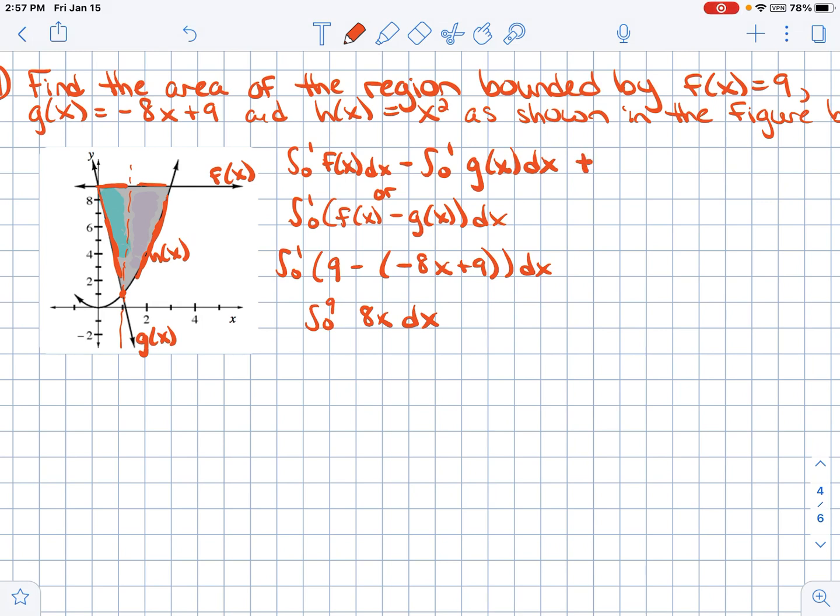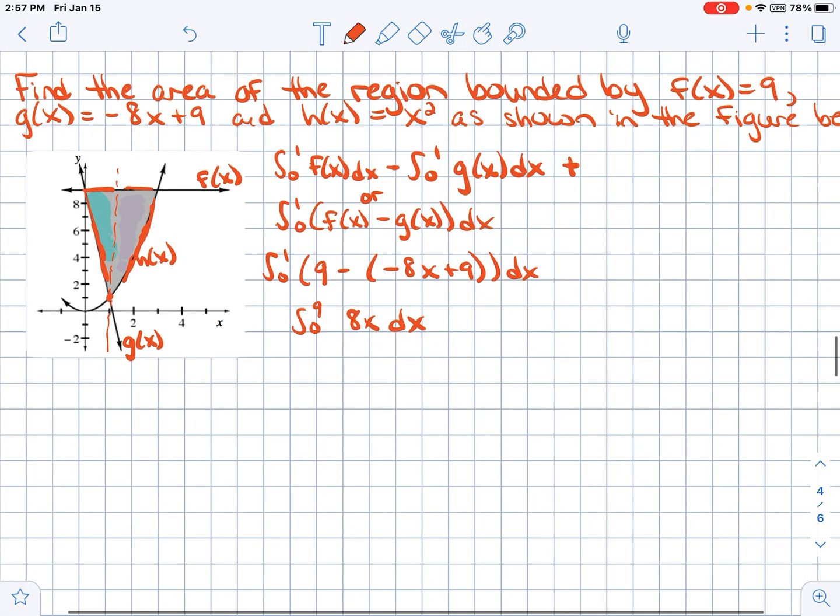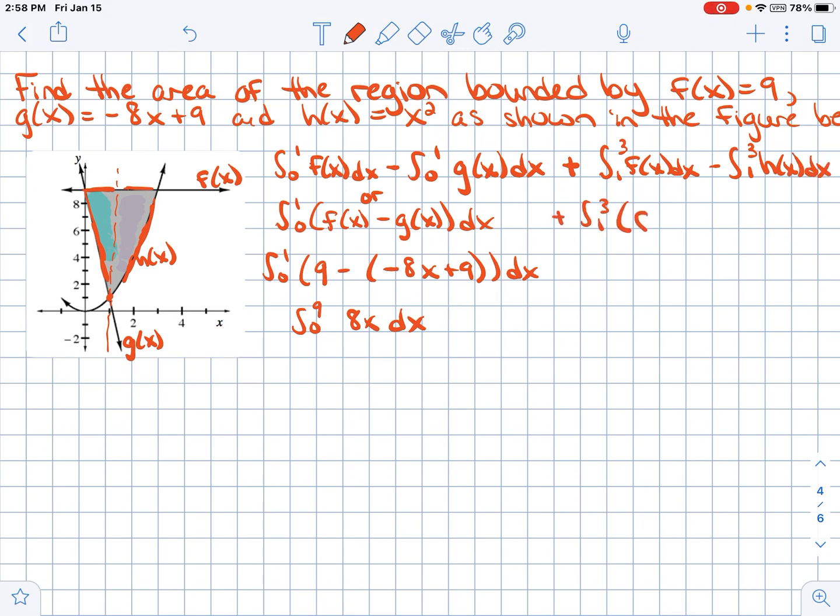All right, plus we have the area on the right-hand side where we've got two different functions working together. And this one's from 1 to 3. In this case, I've got f of x as the top function and h of x as the bottom function. And again, I can write that as one single integral if you prefer. I keep saying g, but it's still h. And if we write that symbolically, it's just 9 minus x squared.